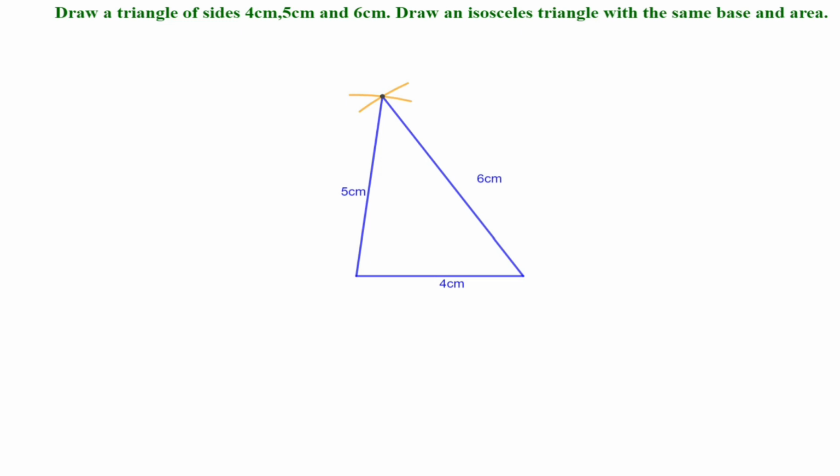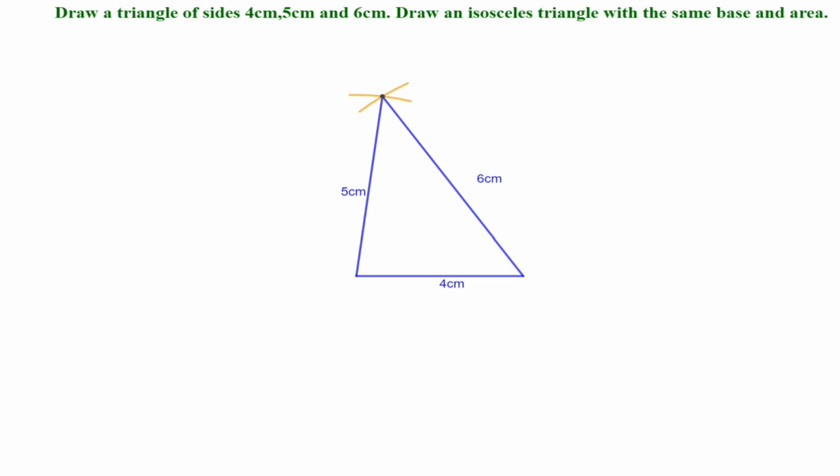First of all, it should be an isosceles triangle, and secondly, it should have the same base and same area of this triangle. How can we draw an isosceles triangle? In 8th standard, we have studied that the third vertex of an isosceles triangle is always on the perpendicular bisector of the base. So let us draw the perpendicular bisector of the base now.